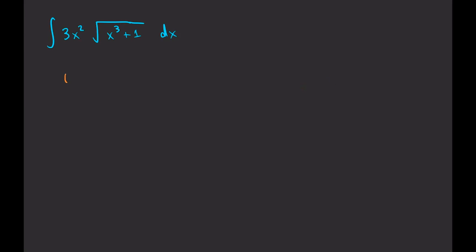What's tough here is actually trying to come up with what u should be. I have a couple options here. I could presume that u could be 3x squared. I could guess u could be x cubed plus 1. Let me go ahead and write these vertically. It'll look a little better. I could guess that u is equal to x cubed. I could even go complicated and say u is this entire square root. Any of these seemingly could work.